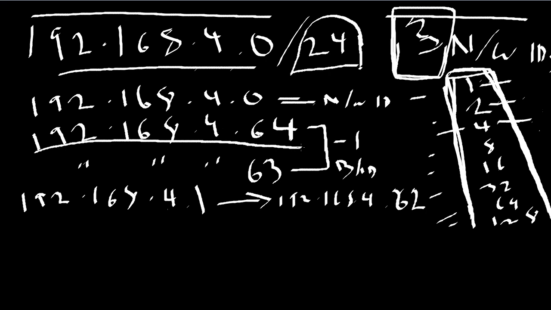So your broadcast ID for your 192.168.4.64 network becomes 192.168.4.127. That's 128 minus 1. So you have your network ID and your broadcast ID. Whatever is in the middle is your host ID. And what you are left with is 192.168.4.65 ending at 192.168.4.126. And you can use this same method to solve for the final network ID.